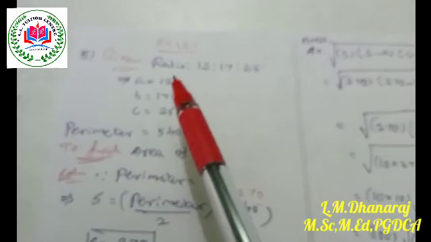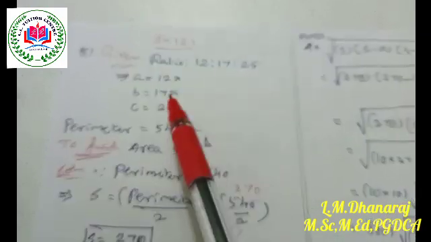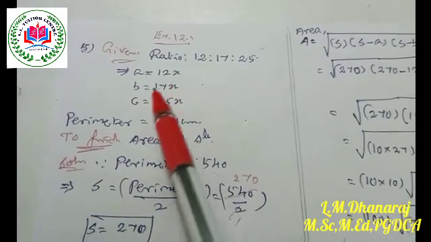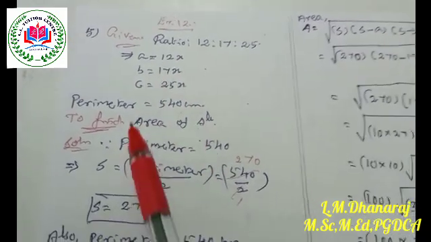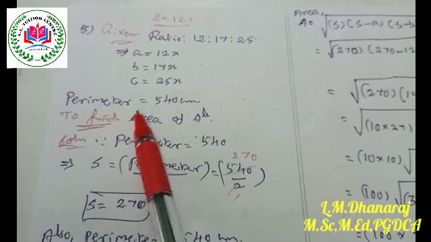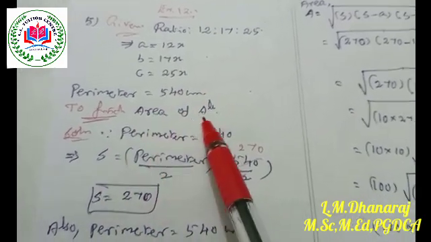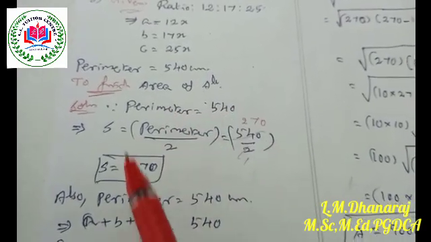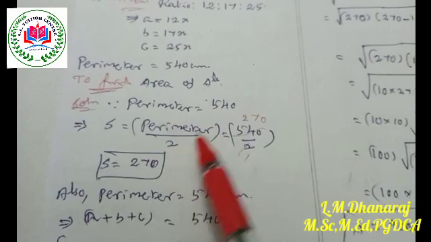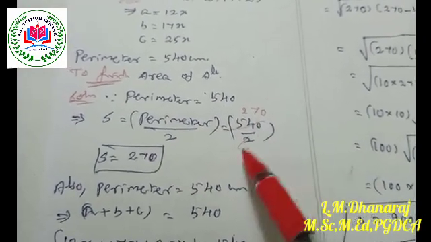Question number 5. The ratio is given as 12 is to 17 is to 25, which means let us consider A is equal to 12x, B is equal to 17x, and C is equal to 25x. Also it is given that the perimeter is 540 centimeter. Now we have to find the area of a triangle. Since the perimeter is 540, S is equal to perimeter divided by 2, which means 540 divided by 2, so we will be getting S is equal to 270.